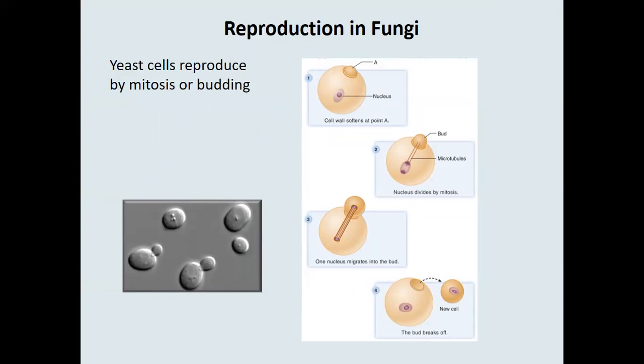Well, let's start with yeast. They are going to reproduce by mitosis. And in this budding process that you see in the top picture, the nucleus is going to duplicate and just send that duplicated chromosome into that budding area.